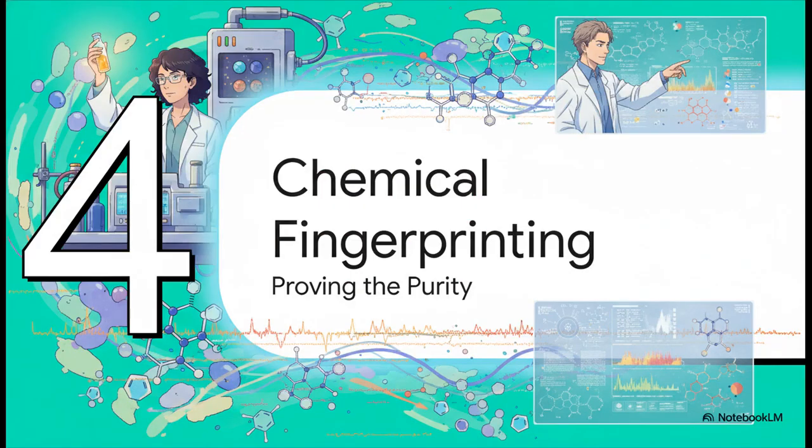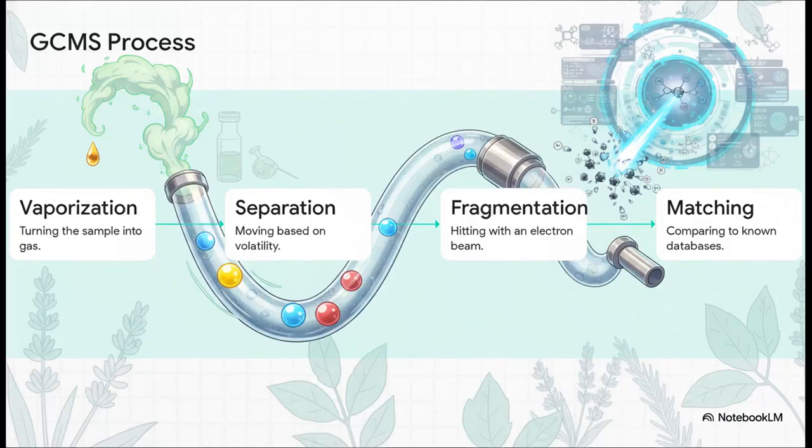And our final step, mapping the chemical fingerprint, proving the purity. To wrap up the life cycle, we have to analytically prove exactly what molecules are sitting in our purified test tube. We have to map the chemistry. Let's break down how a gas chromatography mass spectrometry, or GCMS machine, does this in 4 elegant steps.